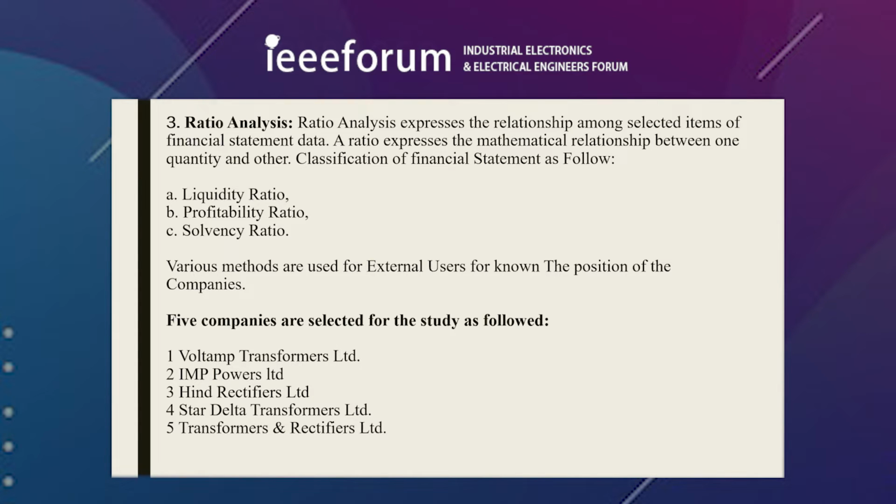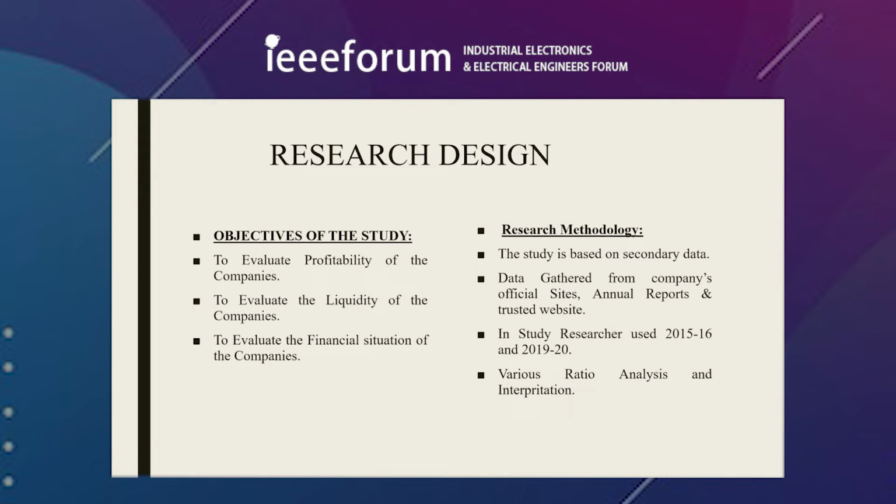Five companies are selected for the study: Voltman Transformers, IMP Power Limited, Hill Rectifiers, Star Delta Transformers, and Transformers and Rectifiers. The objectives of the study are to evaluate the profitability, liquidity, and financial situation of the companies. Secondary data is used, gathered from the companies' annual reports, official sites, and other trusted websites. The research period is 2015 to 2019-20.